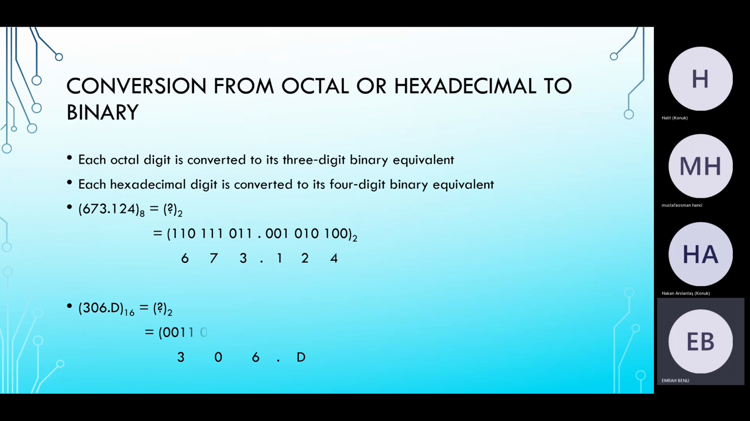So we want this hexadecimal in binary form. So we create a binary 4-digit number for each digit here in hexadecimal, and that's how you write it.